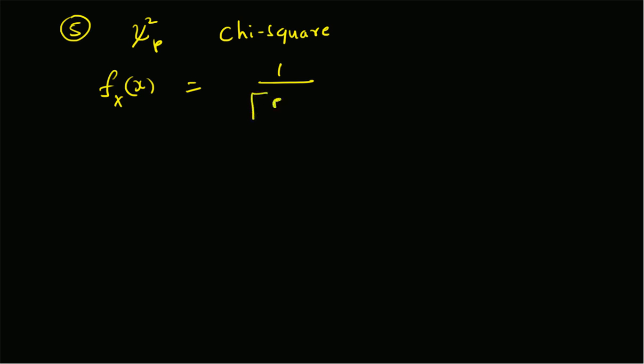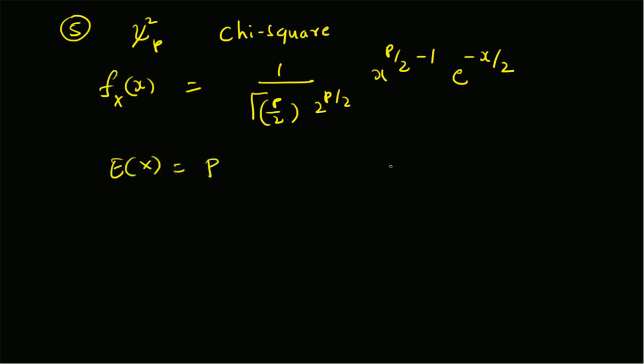Finally let us look at the chi-square distribution. It is the chi-square distribution with the parameter p. The probability density function f_X of x is given by 1 by gamma of p by 2 into 2 power p by 2, multiplied by x power p by 2 minus 1, e power minus x by 2. Here the theory states that the mean value is given by p, and of course the sample mean is 1 by n summation over i of x_i. Therefore the parameter p is simply equal to the sample mean.